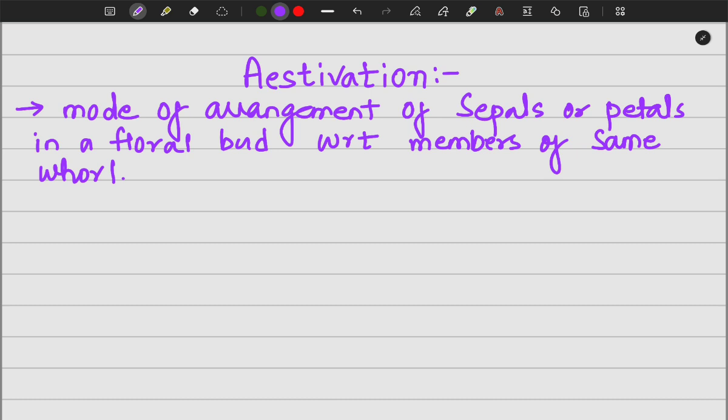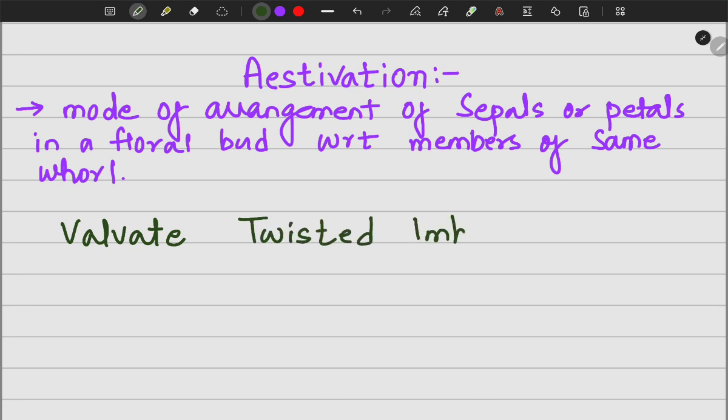Or in simple words we can say that how the sepals or petals are arranged over the thalamus or the receptacle, that is called aestivation. So in aestivation, if we talk about its types, then there are 4 types: valvate, twisted, imbricate, and vexillary.